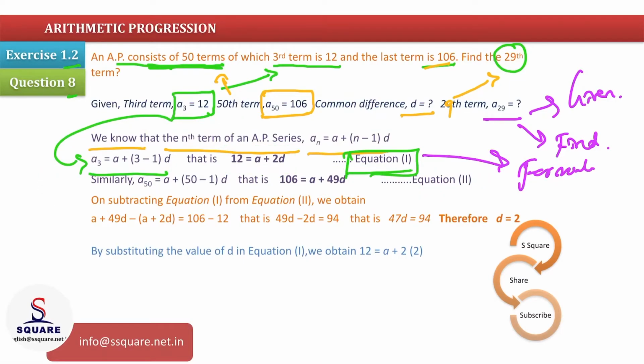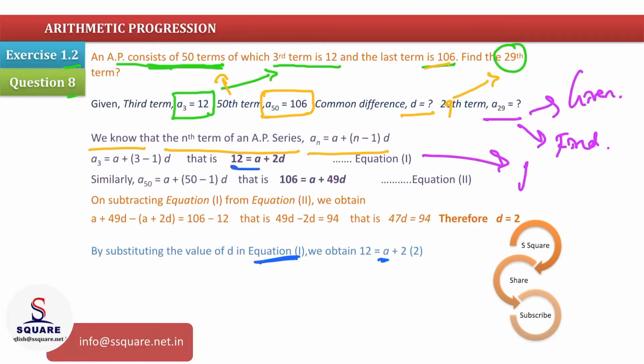So we'll do one thing. We'll take equation 1 first to obtain the a, since we don't know a. So 12 is equal to a plus 2 into 2, where 2 is the d value. So after finding a, that is 8. So a becomes 8, d becomes 2.